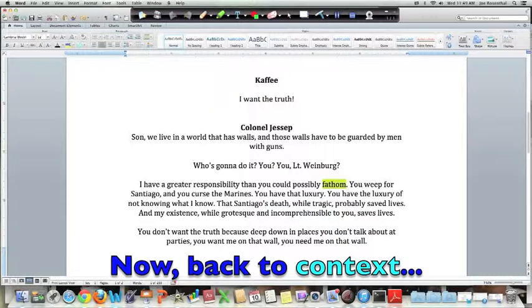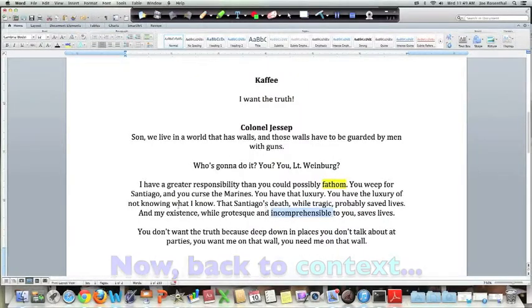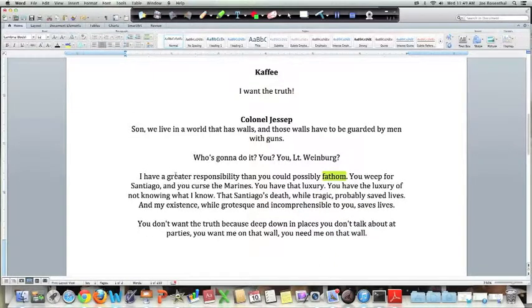Again, this is using context. So we have the knowing, know, incomprehensible, not understandable. So fathom, it seems to me, means understand. A synonym would be understand, comprehend. So going through this process is using context to try and figure out a word's meaning. That is the thought process that you should go through, something similar to that.